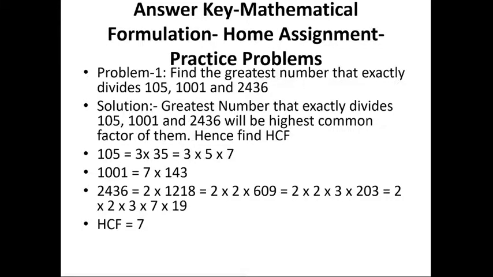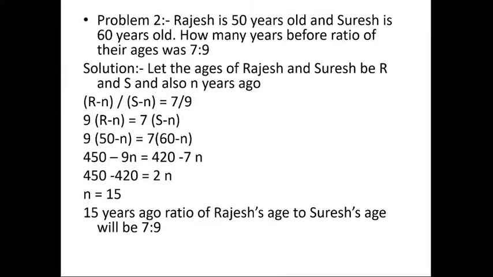Find the greatest number that exactly divides 105, 1001 and 2436. Now, it exactly divides means it is a common factor. Greatest number, so it's the highest common factor. So you have to find out the HCF of these. If you understand this, the formulation part is over. Now the solution starts. We factorize all the numbers, and then the HCF, which is the common factor, is 7. So we proceed to the next example.